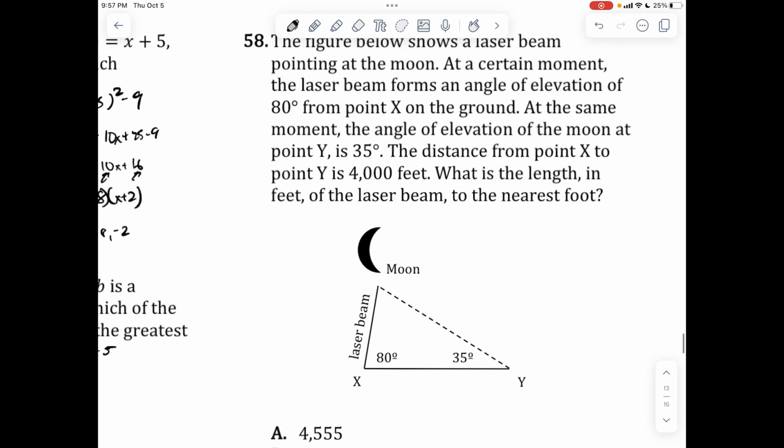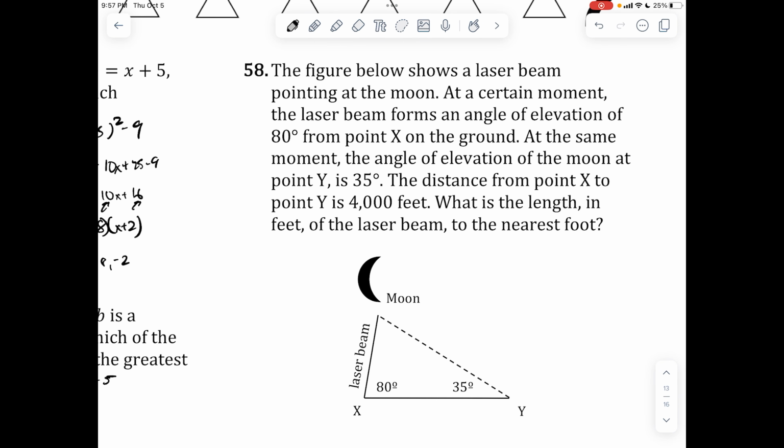All right, we have 3 problems left. The figure below shows a laser beam pointed at the moon. At a certain moment, the laser beam forms an angle of elevation of 80 degrees from point X on the ground. At the same moment, the angle of elevation of the moon to point Y is 35 degrees. The distance from point X to point Y is 4,000 feet. What is the length in feet of the laser beam to the nearest foot?